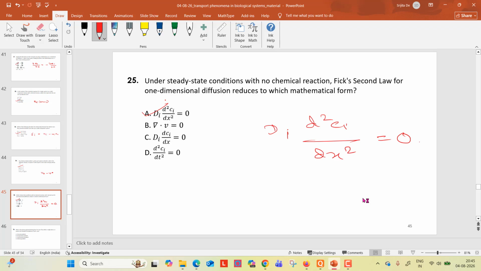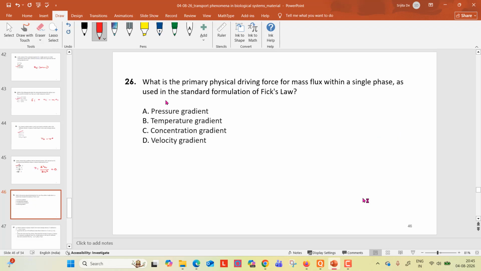Next. What is the primary physical driving force of mass flux within a single phase as used in the standard formulation of Fick's law? So it is very easy. So it is concentration gradient.